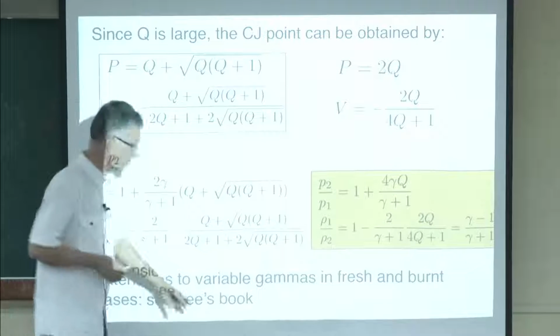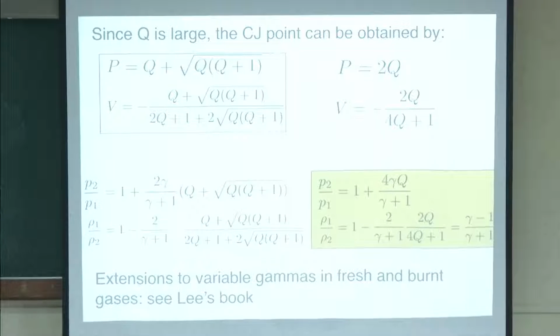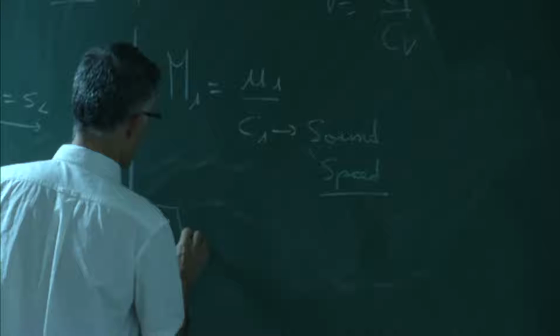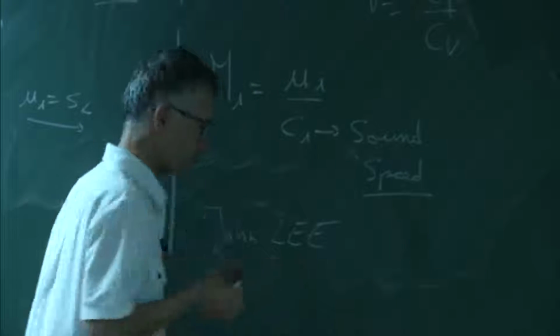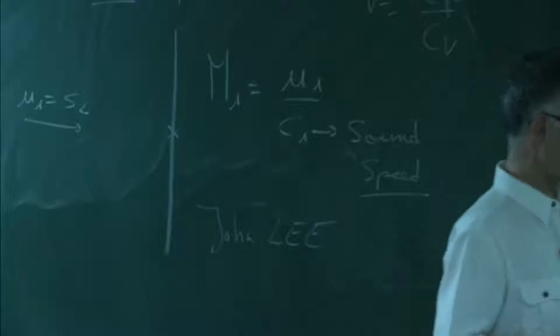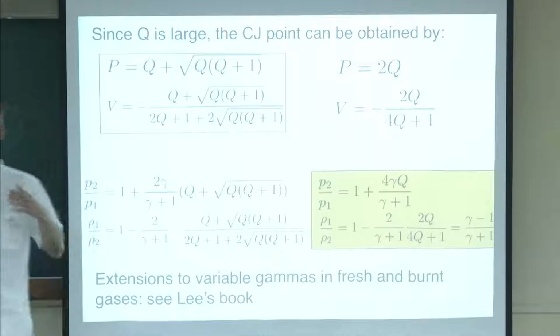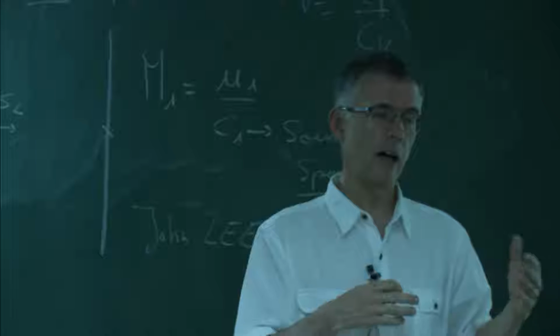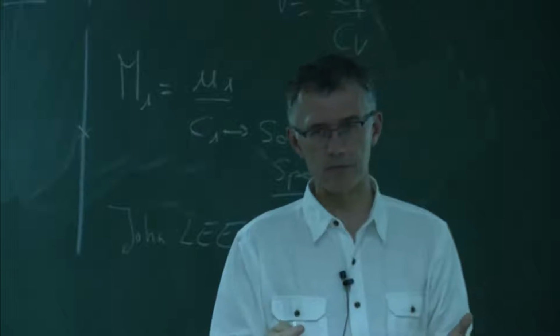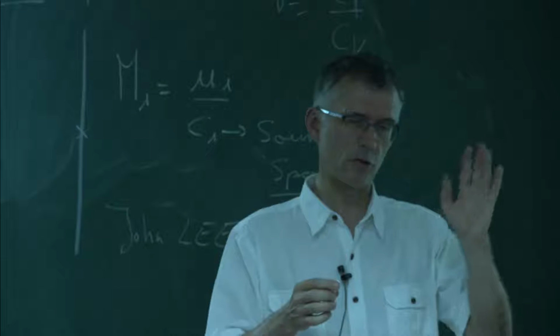There's a very good book. If you need to work on detonation, probably the best book to start with is the book by John Lee. And he's done the same thing, saying that the gamma in the fresh gases and the gamma in the burnt gases are different. I have assumed that the two gammas are the same, which is not true, but for the moment it's sufficient.